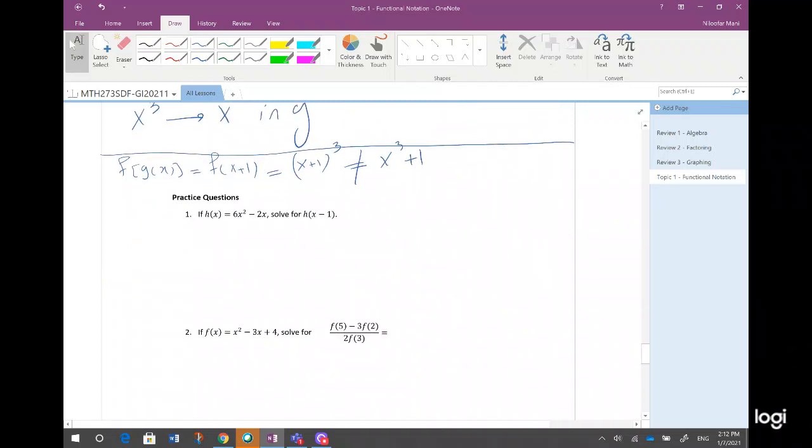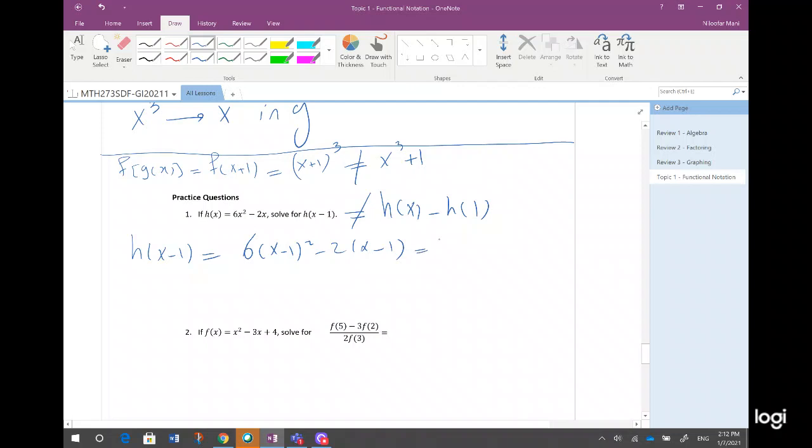Okay, practice. You have h of x, and you want to find h of x minus 1. It is not h of x minus h of 1. Don't separate. x minus 1 is one item. So it is h of x minus 1. It's 6 times (x minus 1) squared minus 2 times (x minus 1).